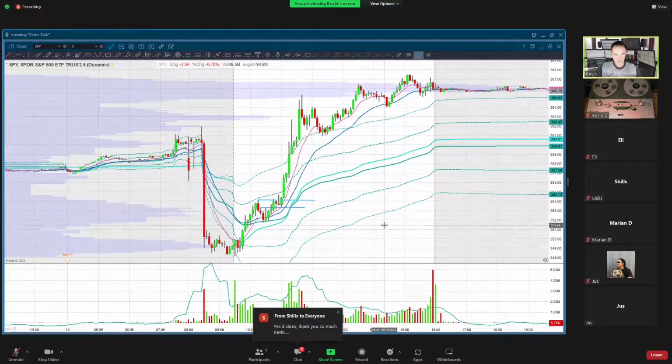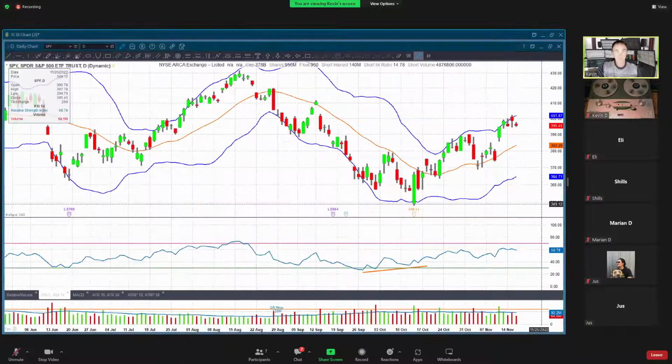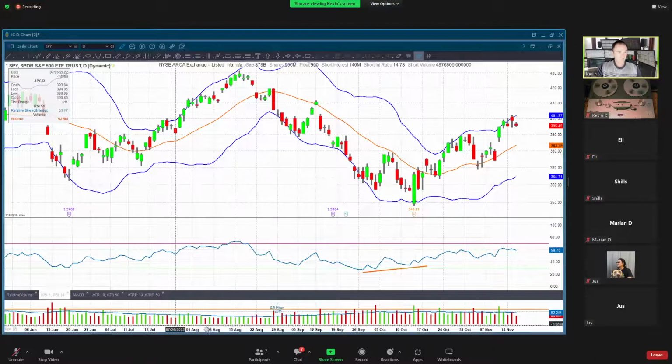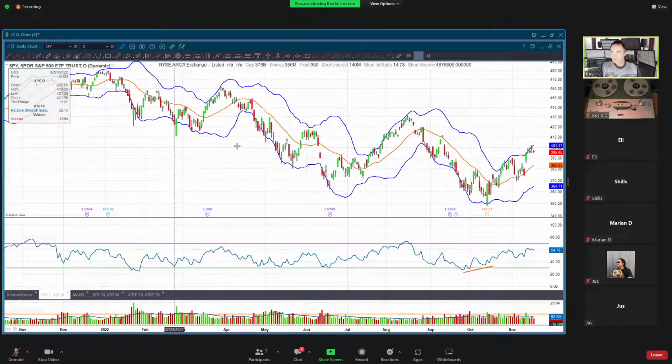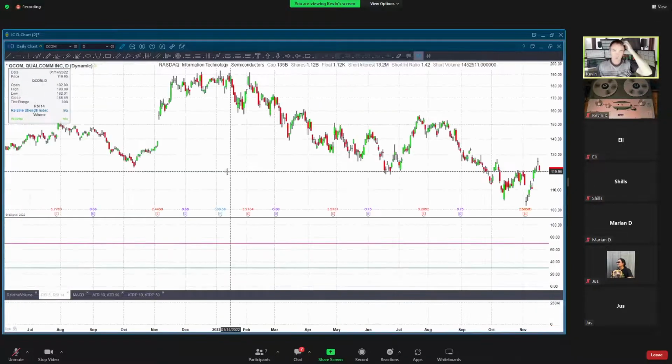Okay, so back to our Bollinger Bands system, unless anybody else has any questions. All right, so that was SPY. Let's take a look at QCOM, because that had a setup recently.